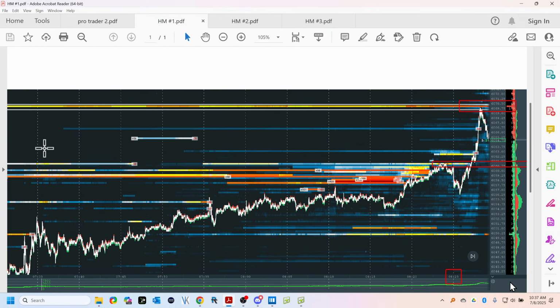Now, without going too much into the basics of the heat map, what is the heat map? Let's talk for a second about what the heat map represents. It represents passive sellers. In other words, they're not selling at the market. What they are doing is saying, fine, if you give me my price, I'll sell it to you. Otherwise, not interested. They are passive participants and they use limit orders.